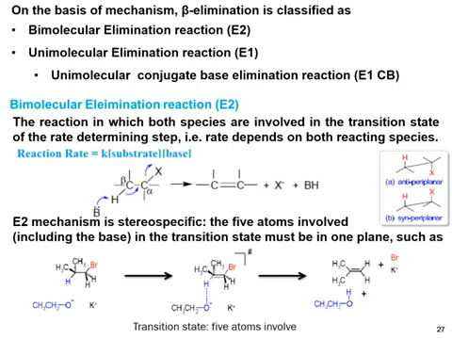Normally, in bimolecular elimination reaction, the orientation of the proton and the leaving group is anti-periplanar. This box shows the anti-periplanar orientation on the molecule. When the hydrogen and the leaving group are on opposite sides, then it is called anti-periplanar. When both are on the same side, then it is called syn-periplanar. The E2 mechanism is stereospecific. The five atoms involved in the transition state must be in one plane. Here you can see the example.